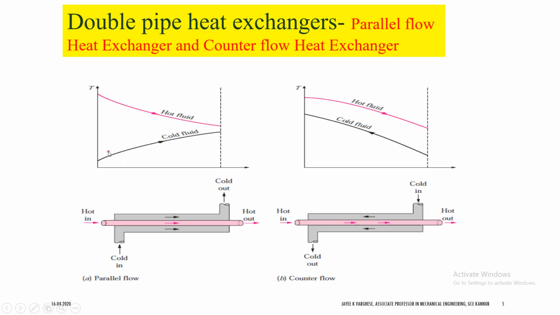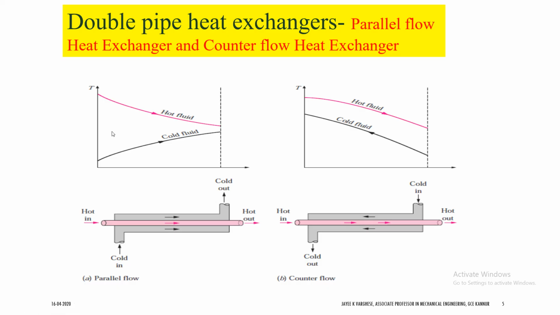And these two figures, the upper figures, show the variation of temperatures of the hot fluid as well as the cold fluids as they are flowing along their respective passages. So this one shows the temperature variation in the case of parallel flow heat exchanger. The pink line shows the temperature variation of hot fluid, whereas this black one shows the temperature variation of cold fluid.